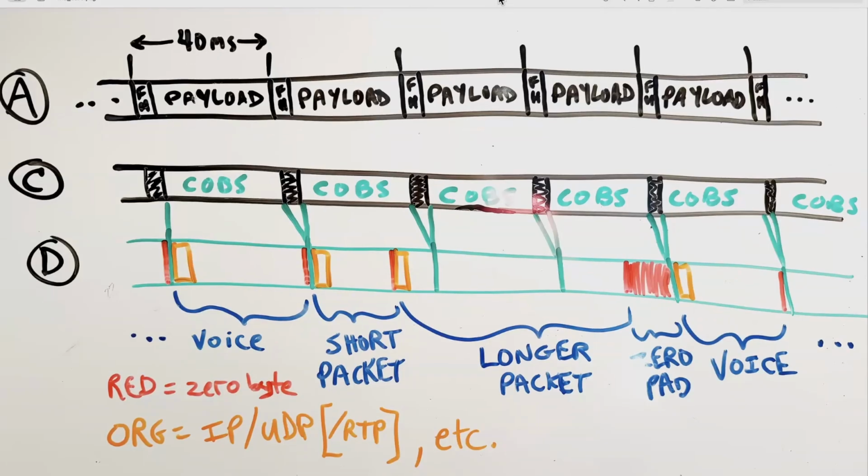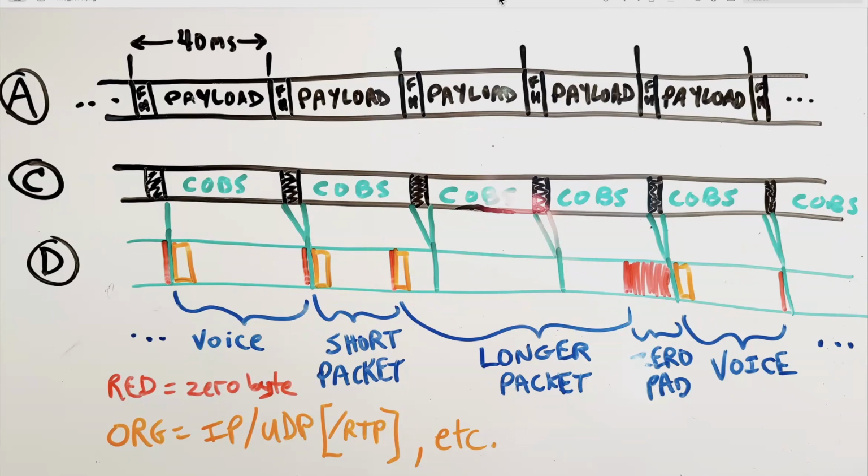So this is the same diagram, just extended out to multiple packets. Every 40 millisecond payload has the frame header and the payload, the frame header and the payload. And in view C here, we just labeled it more, because we have COBS stream data in every payload.